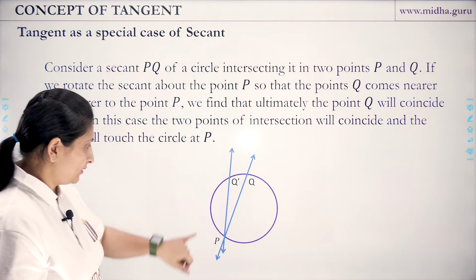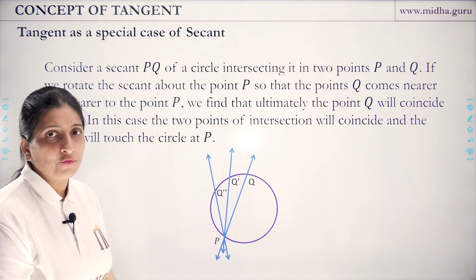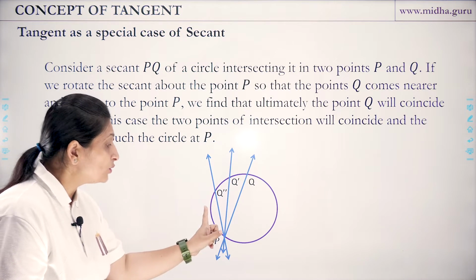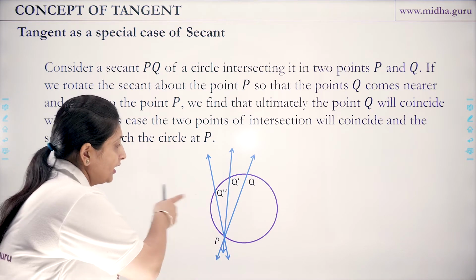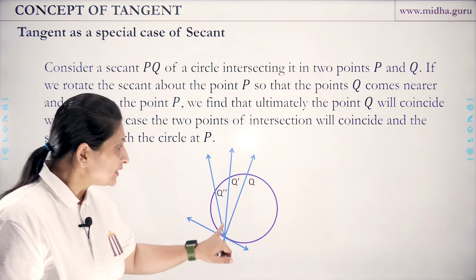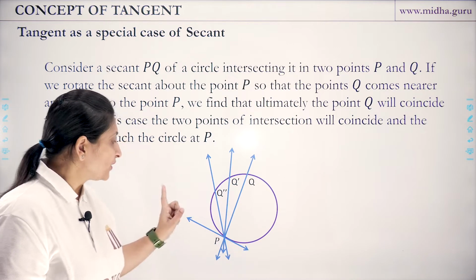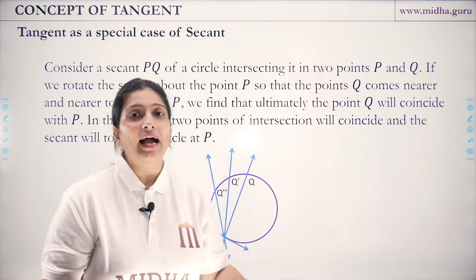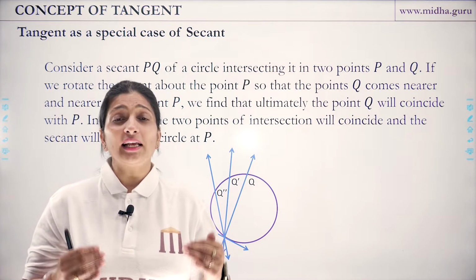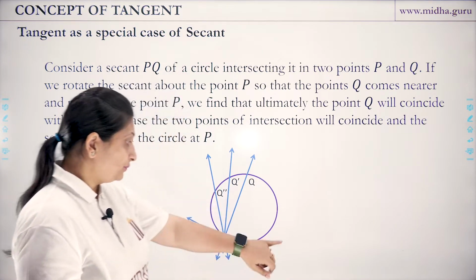What are we noticing? We see that this point is getting closer and closer to P, and finally it will coincide with P. When this line will coincide with P, this line is called tangent to a circle. So this is tangent as a special case of secant.